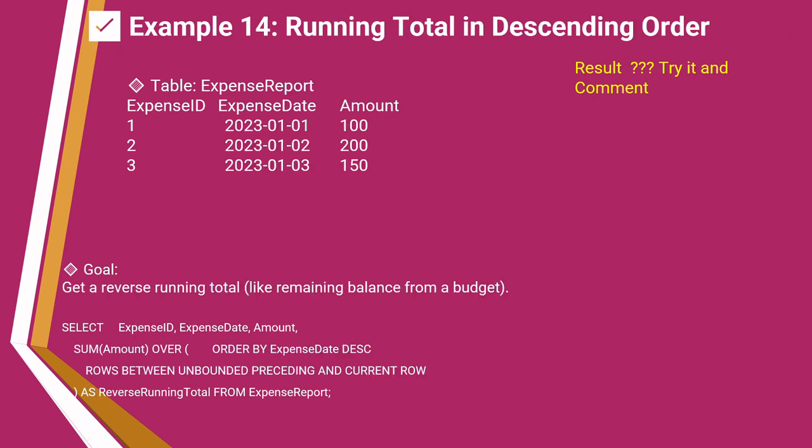Sometimes we want to look backward instead of forward, like checking how much budget is already spent. By changing the order to descending, we reverse the timeline and get a downward looking running total.